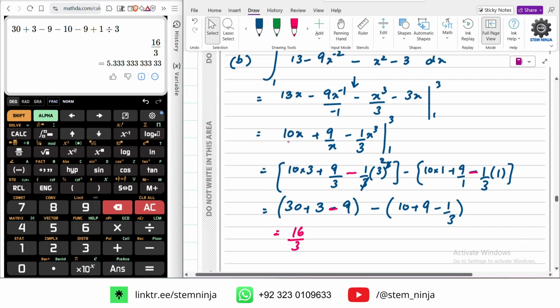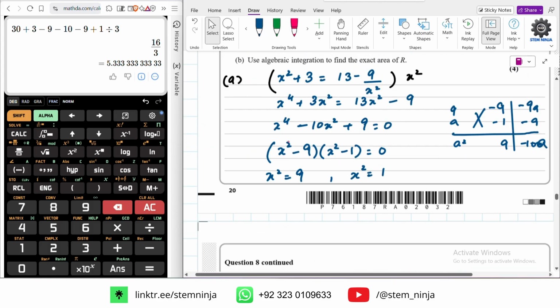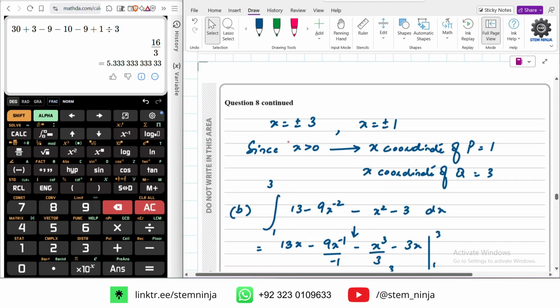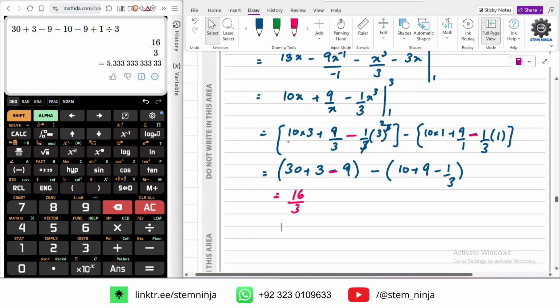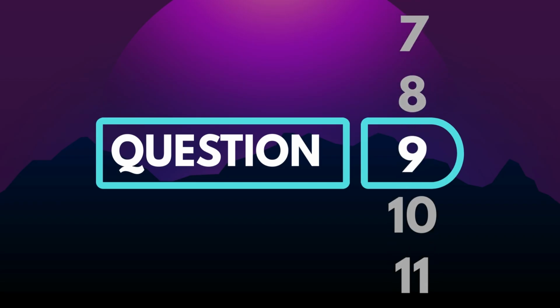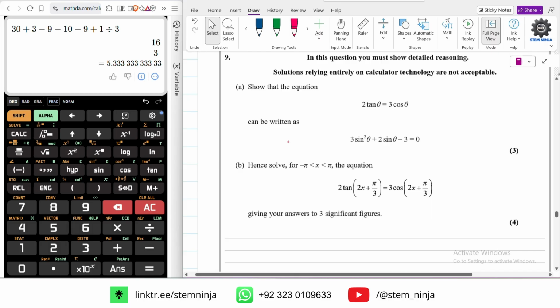Okay, alright. That was part B. Okay, now on to question number 9. Show that the equation 2 tan theta is equal to 3 cos theta can be written as this.